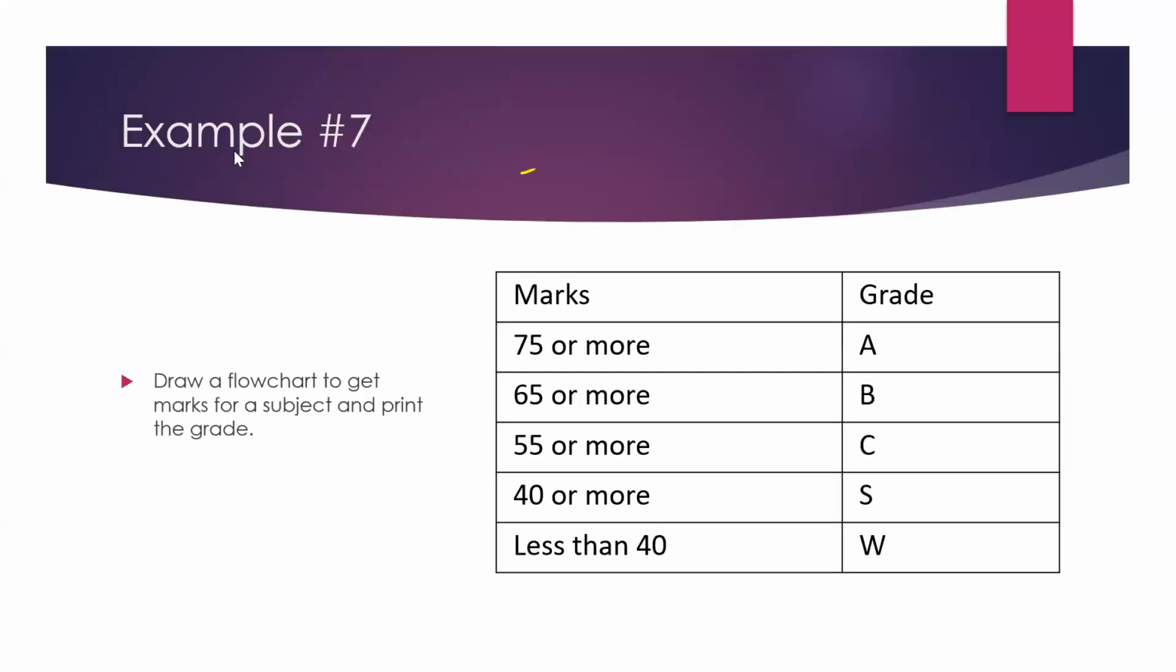So in this one, we are going to do example number 7. We are going to get marks of a subject, that is the input, and the output is the grade. Depending on the marks, we have to specify whether the grade is A, B, C, S, or W. This involves selection, right? We have to start with the selection.